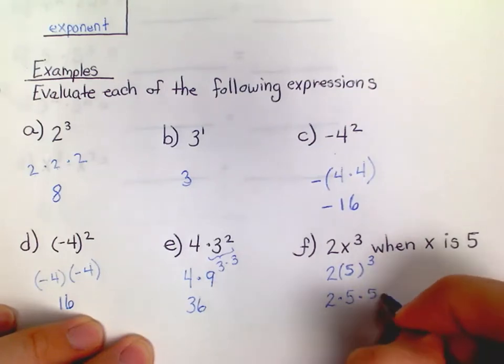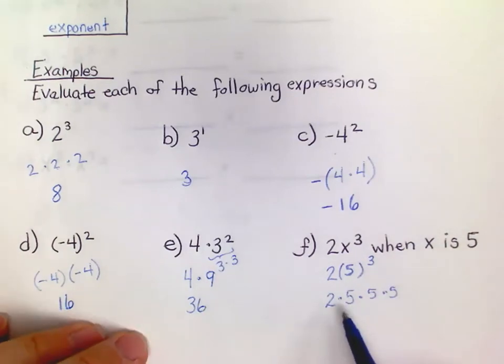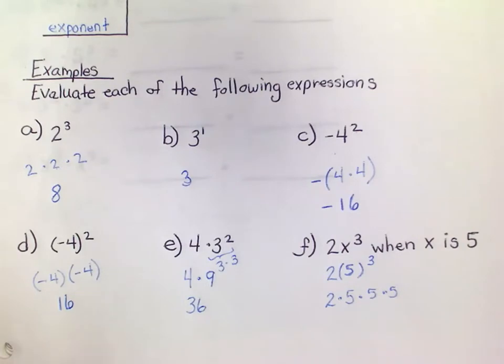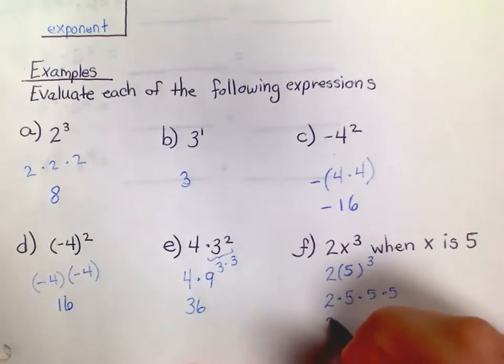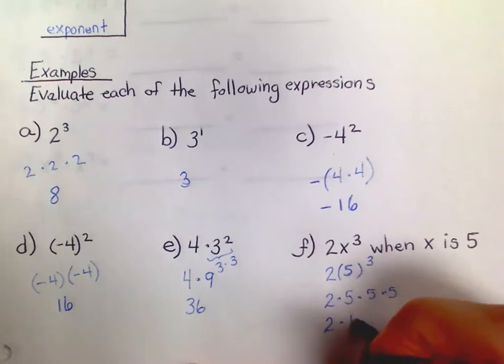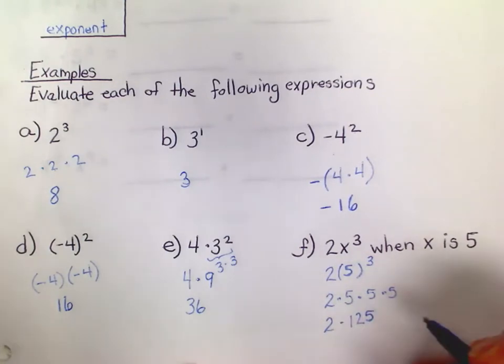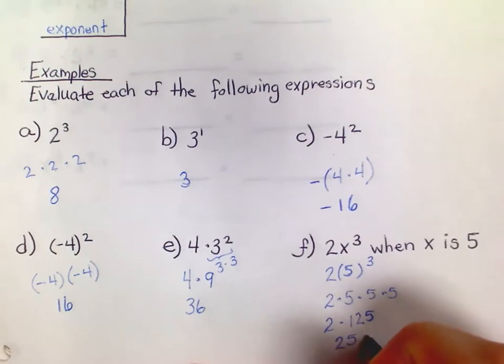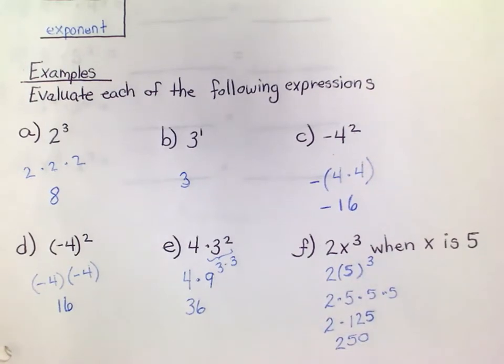So 5 to the third power means 5 times 5 times 5. So we're going to have 2 times 5 times 5 times 5. Okay? And what is 5 to the third, or 5 times 5 times 5, equal to? Well, that's 125. So we can just rewrite that as 2 times 125. And what is 2 times 125? That is equal to 250. We were just breaking down what these exponents mean and writing what they are equivalent to.